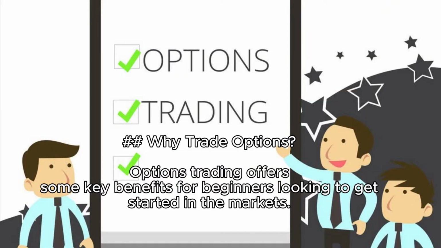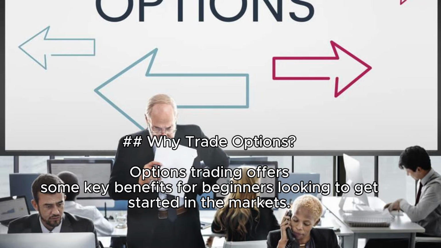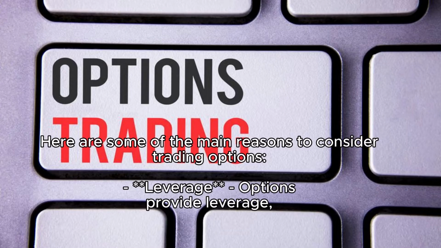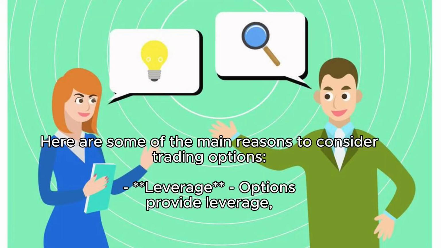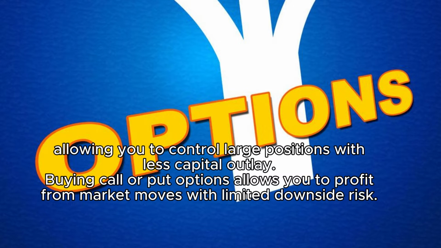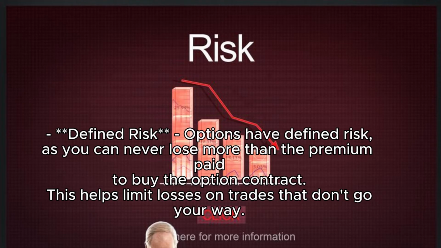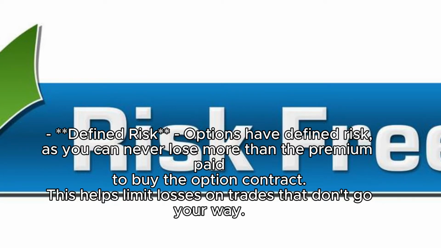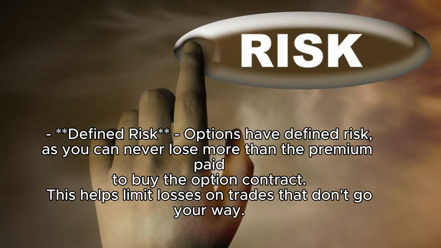Why trade options? Options trading offers some key benefits for beginners looking to get started in the markets. Here are some of the main reasons to consider trading options. Leverage. Options provide leverage, allowing you to control large positions with less capital outlay. Buying call or put options allows you to profit from market moves with limited downside risk. Defined risk. Options have defined risk, as you can never lose more than the premium paid to buy the option contract. This helps limit losses on trades that don't go your way.